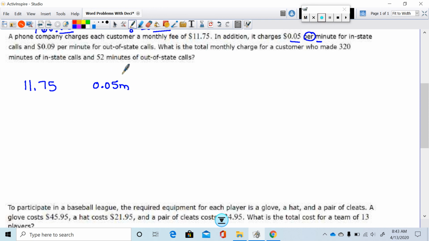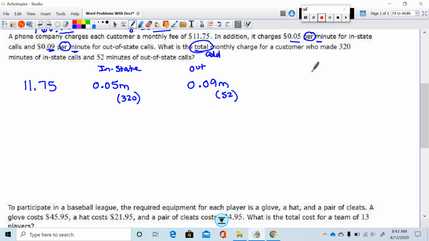For in-state calls, that's in-state. And here's another per, so the 9 cents gets stuck to the M, for out-of-state calls. What is the total? Again, you add those for total. For a customer who made 320 minutes in-state, so in-state was 320, and 52 minutes for out-of-state.